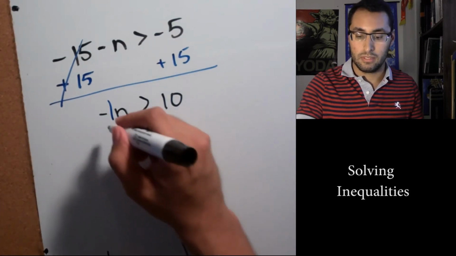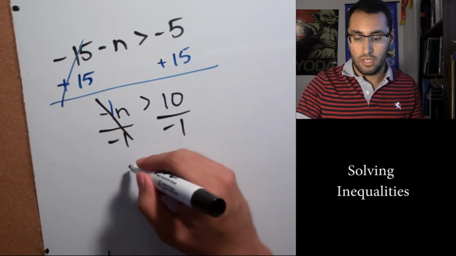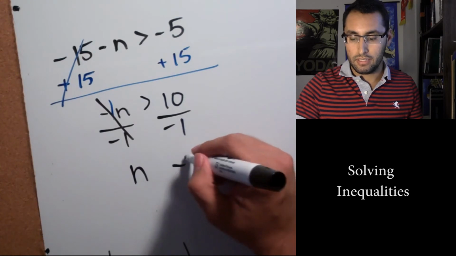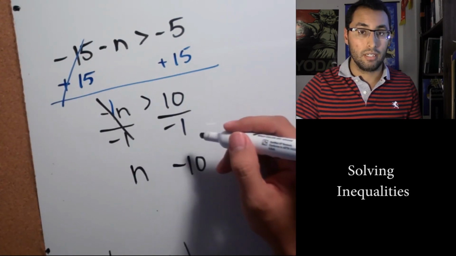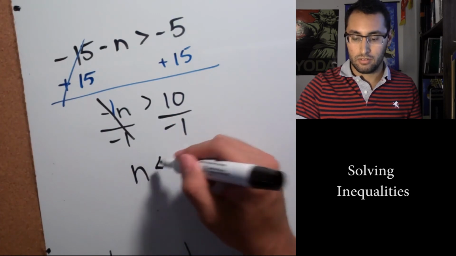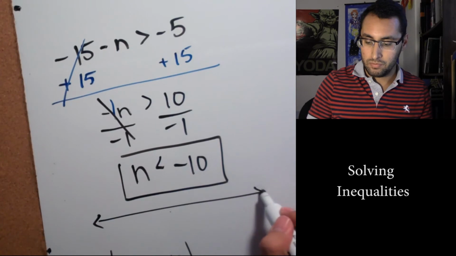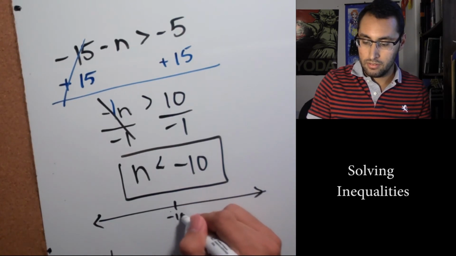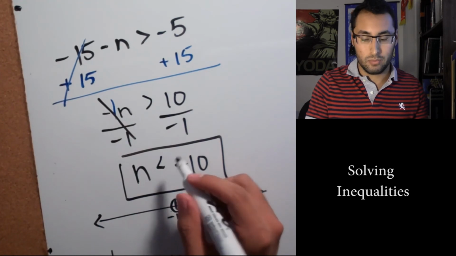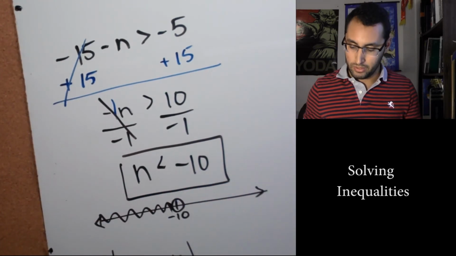Okay, well, in the same sense, we divide by that negative 1. Goes away. So we have n, and 10 divided by negative 1 is negative 10. Well, divided by a negative, so what that means is that we have to switch the sign. So greater than becomes less than. And just graphing that, I'll just put a negative 10. Is it open or closed? Well, it's open. And it points to the letter, so that means we shade to the left. Left for letter. Okay, and that's it.